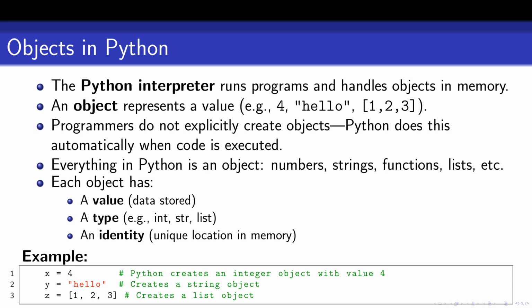A critical idea is that everything in Python is an object, and each object has 3 essential properties: its value, its type, and its identity. The value is the data it holds, the type defines what operations it supports, and the identity is its unique location in memory. Understanding objects lays the groundwork for exploring how Python manages memory and executes code.